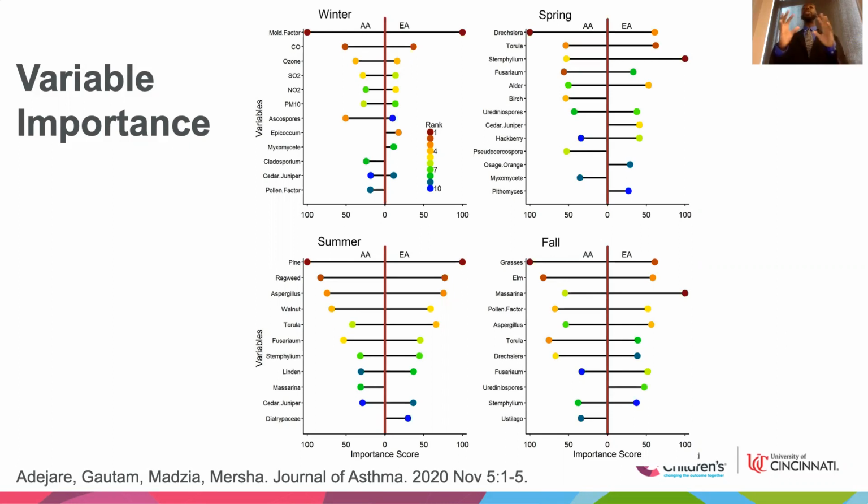And the trend, whether it's in winter, spring, summer, or fall, is that for African Americans, molds as well as fungi were the more prevalent particulates category that pops up for this population. This is different for European Americans, where it's mixed between pollens, molds, as well as fungi.